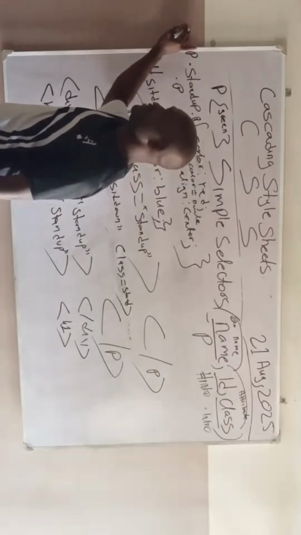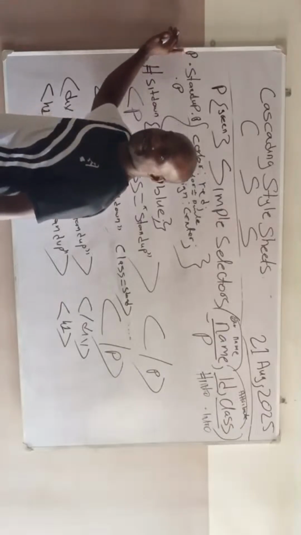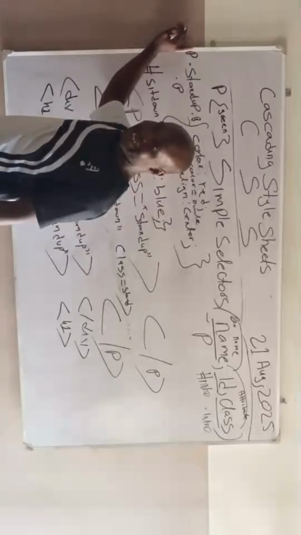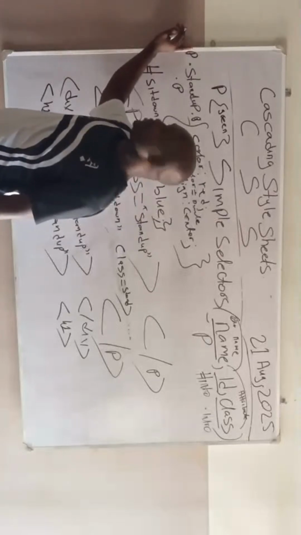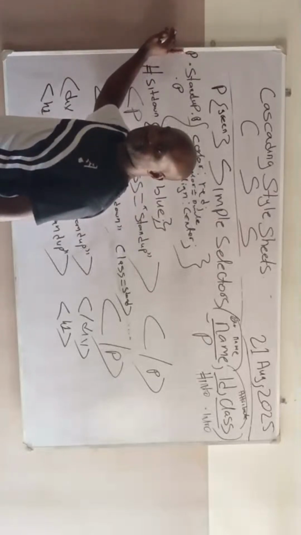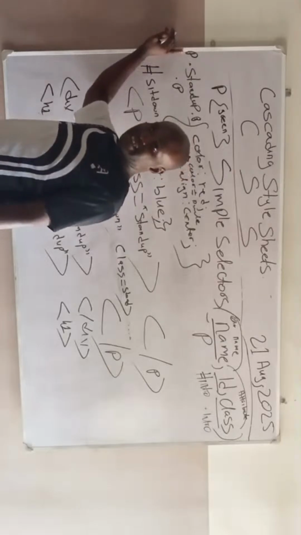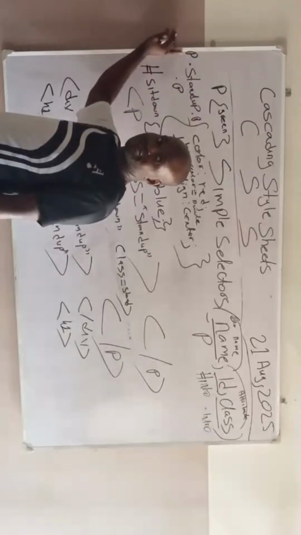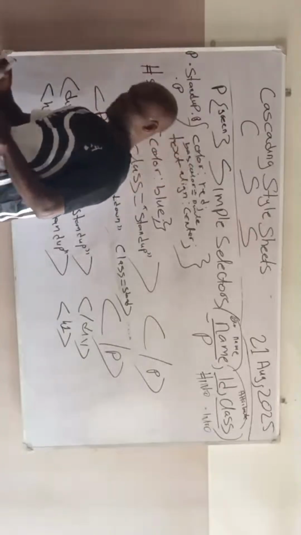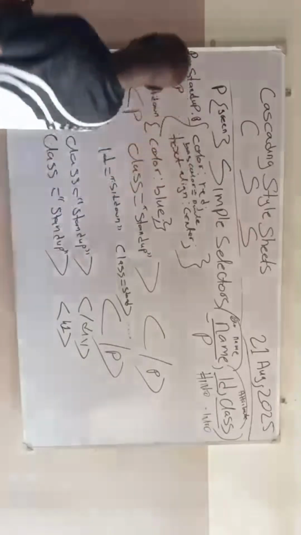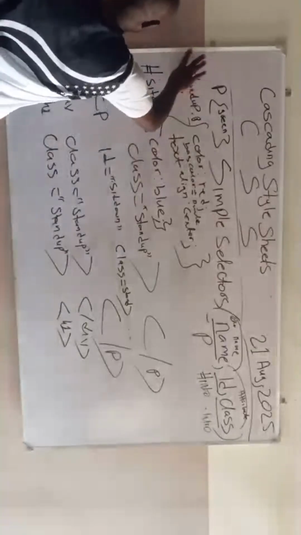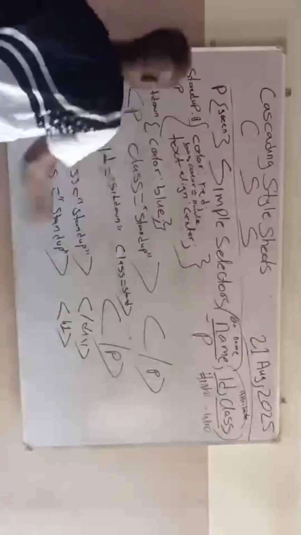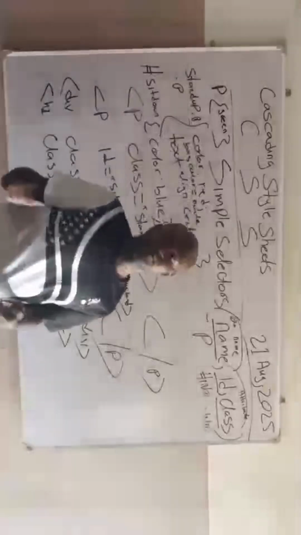Once there is a hash in front, it's no longer an element. It's now a what? An ID. So paragraph being the element's name, I've already selected the element. Don't worry, it's a gradual process. Let's understand the other one first. Let's look at this one and understand this one. Then we move to the other one.